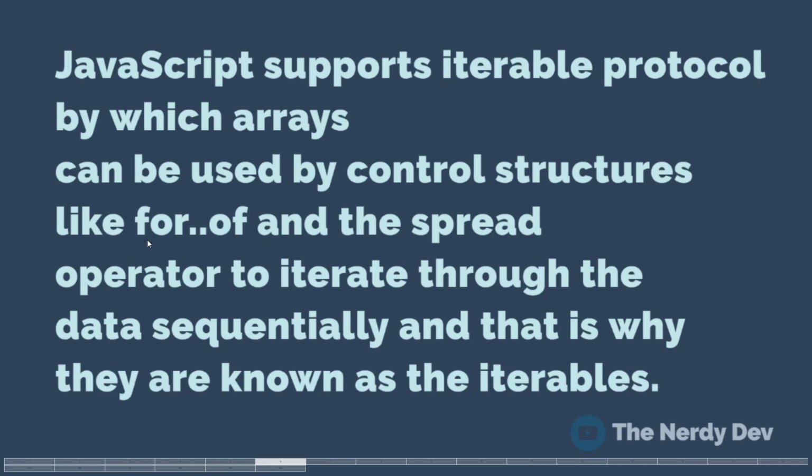So what JavaScript does here is that it supports a protocol called the iterable protocol, by which arrays can be used by control structures like for of and the spread operator to iterate through the data sequentially, and that is why they are known as iterables. So iterables are data structures, and they provide us a mechanism to allow other consumers to publicly access the elements in a sequential manner.